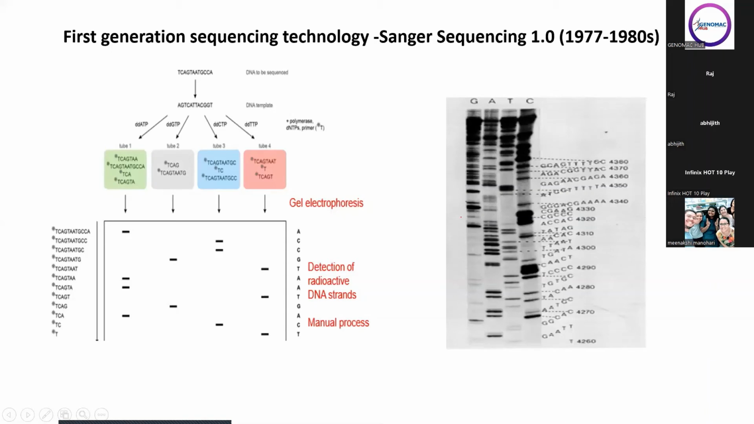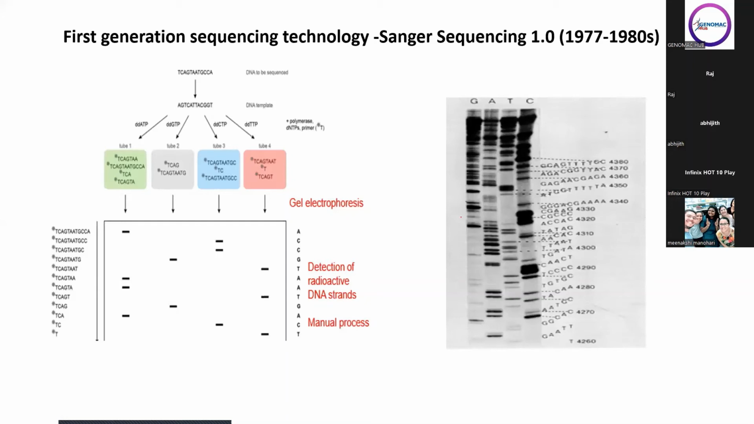So it evolved around the 80s. Sanger sequencing is known as a chain termination method. It's also a method for determining the nucleotide sequence. The method was developed by the Nobel laureate Frederick Sanger. It has three basic steps.